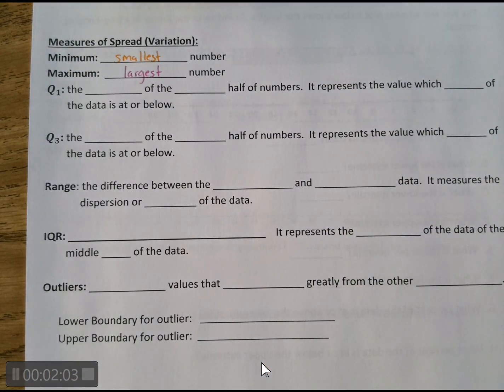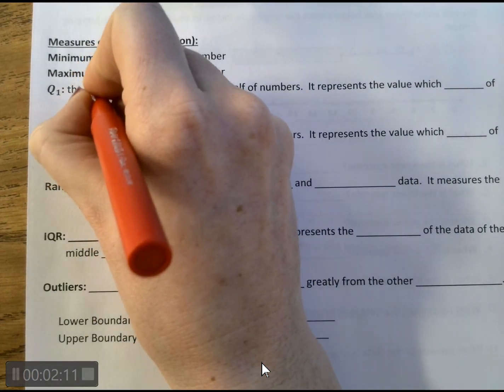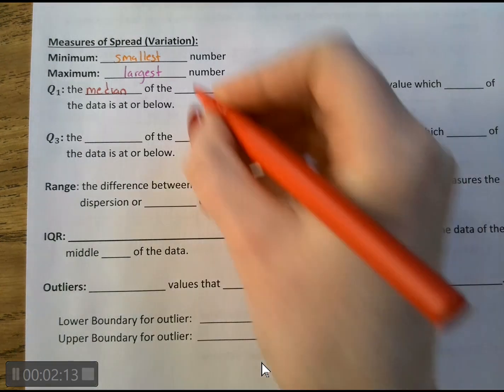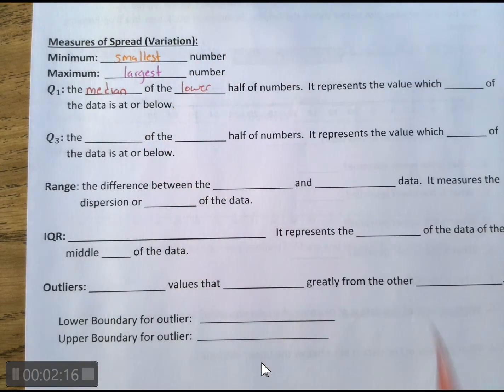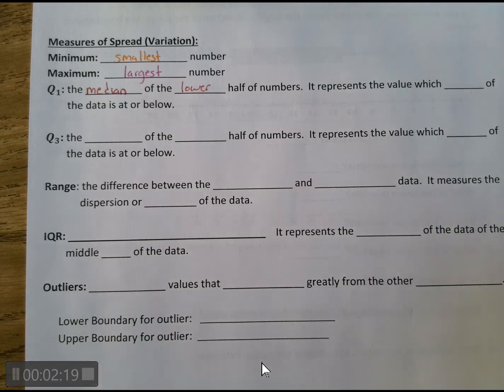Okay. Now, Q1, this is quartile 1. This is going to be the median of the lower half of our numbers. It represents the value which 25% of our data is at or below. All right, so once we take our median, we have the left side and the right side. The left side is going to be the lower half of the numbers, or smaller numbers, and that represents 25% of our data.